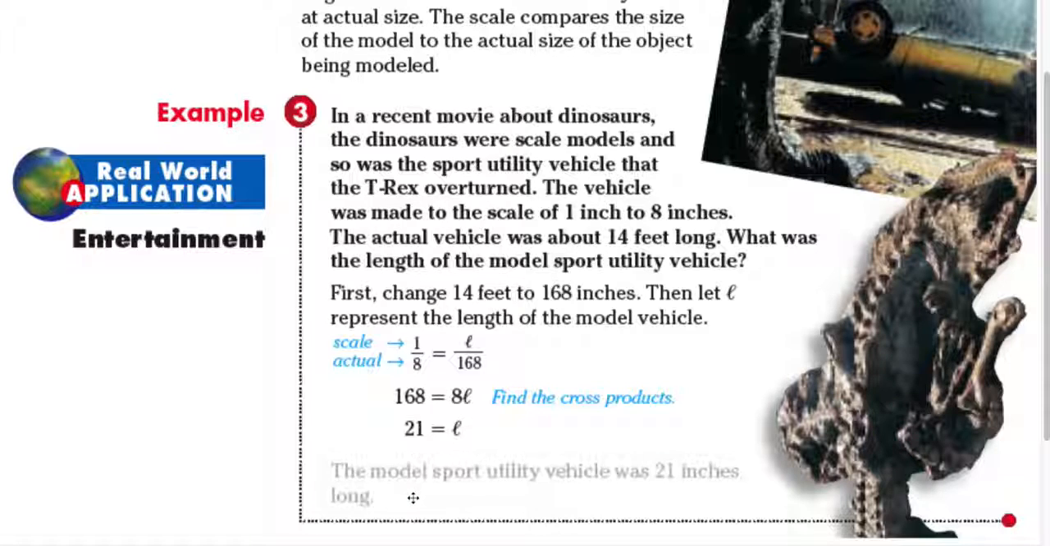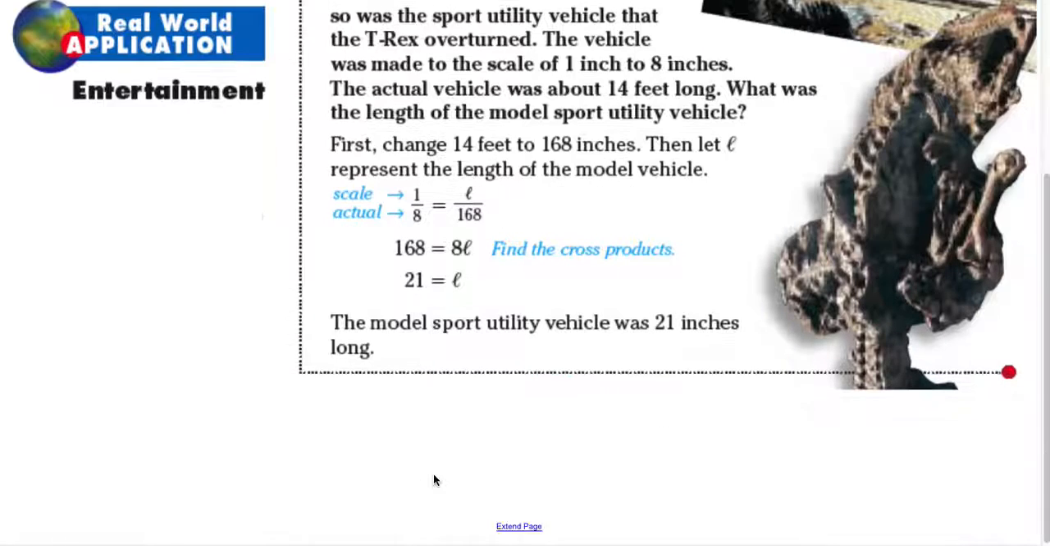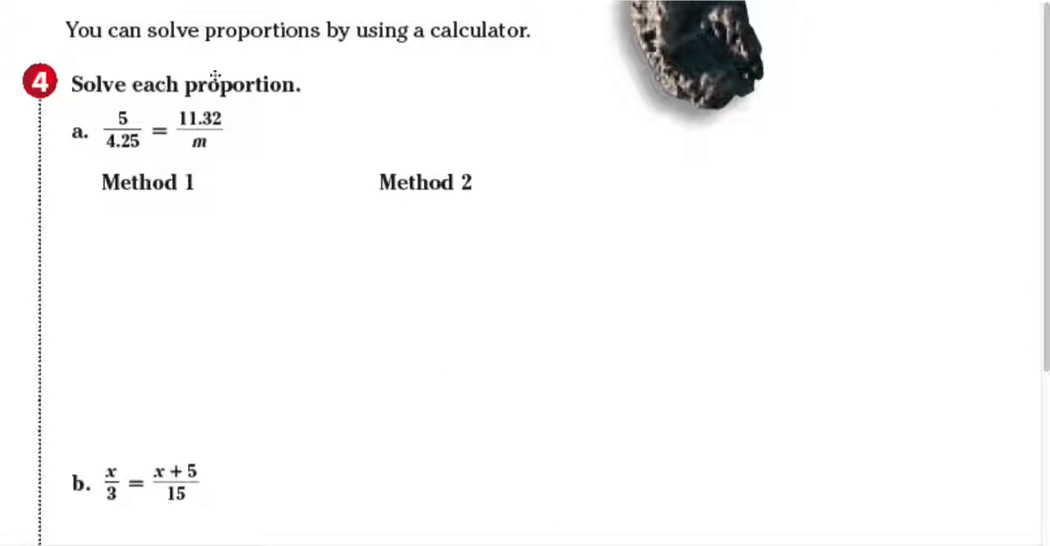The actual model sport utility vehicle was 21 inches long. So the model was only 21 inches long, the one that you saw on the video. Okay, the next example will be a problem that we can use a calculator with.